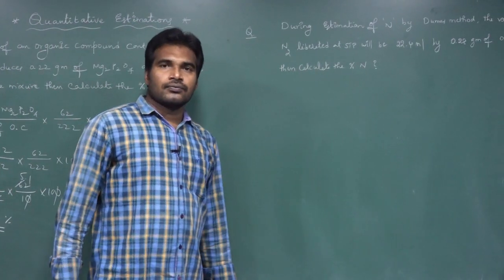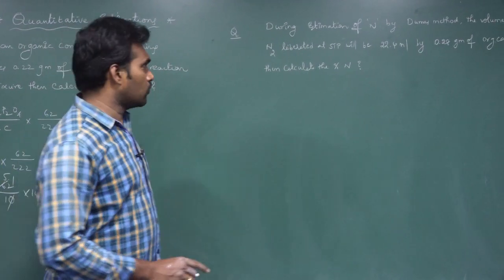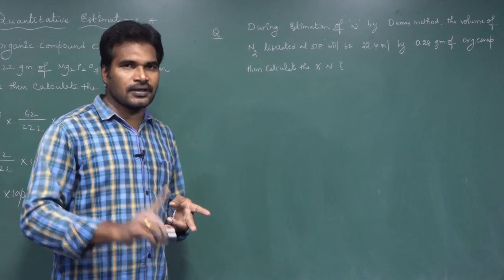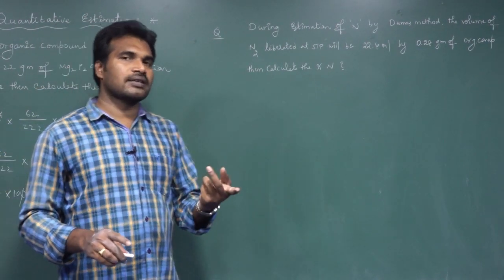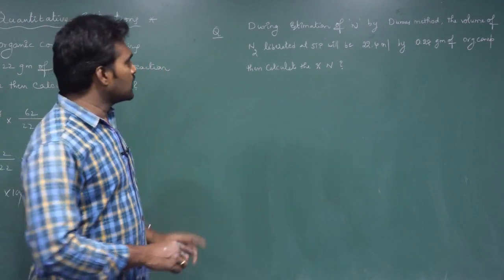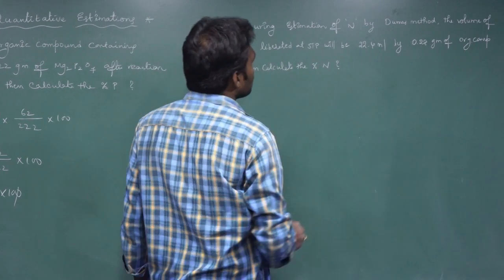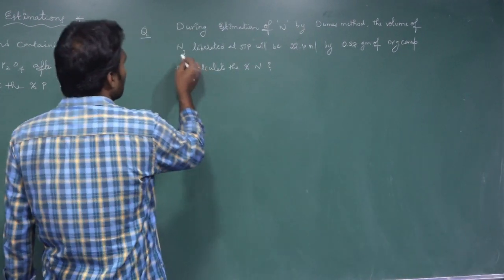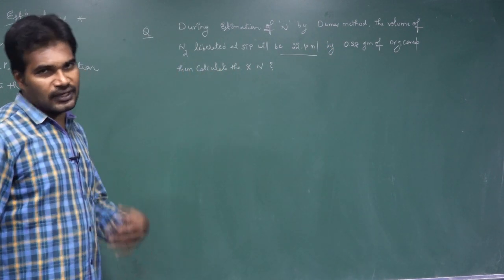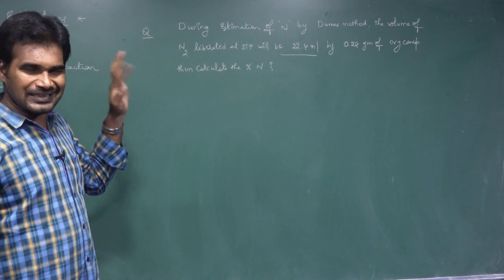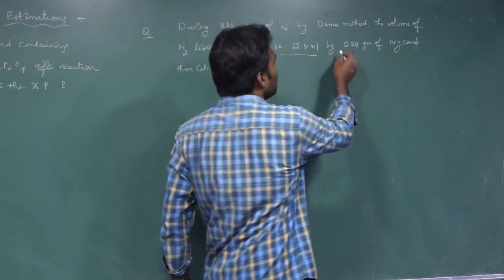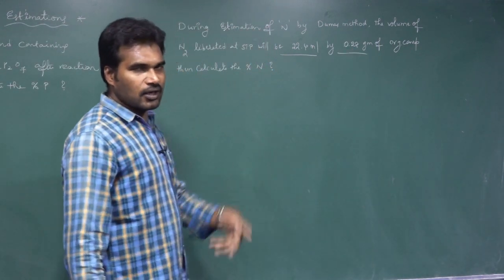It's based on Dumas method. So I told you nitrogen can be estimated by both Dumas method and Jeldahl's method. In Dumas method, we calculate the percentage of nitrogen by using the volume of the nitrogen gas liberated. See, during estimation of nitrogen by Dumas method, the volume of nitrogen gas liberated at STP is given as 22.4 ml, and the weight of the organic compound is 0.28 grams.